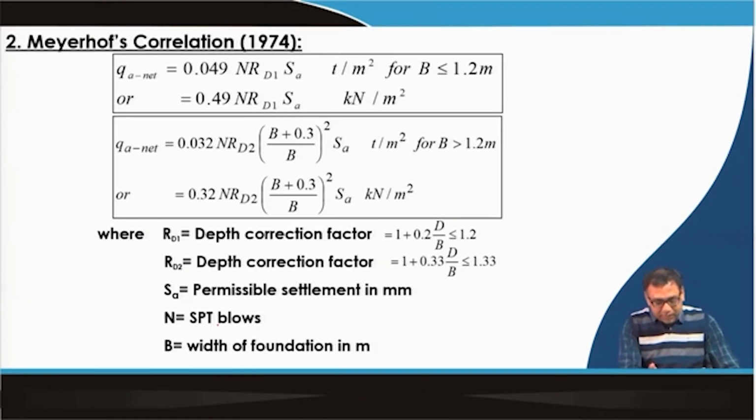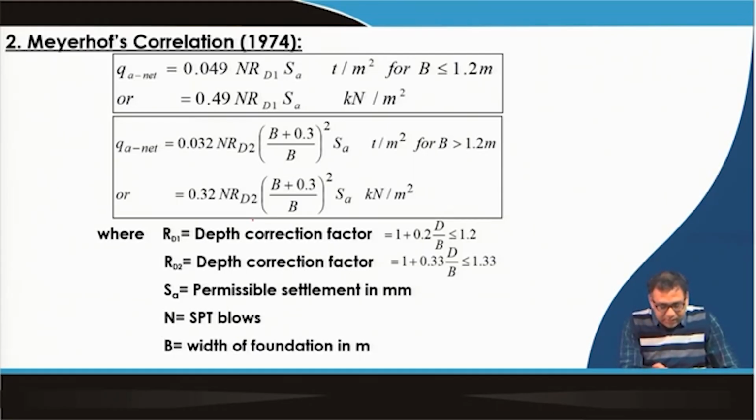Similarly, Meyerhof also gave some correlations which we can use. So, these we can use and determine the net allowable bearing capacity. These are the correlations given in terms of ton per meter square and also in terms of kilonewton per meter square. Again, the settlement is in millimeter. So, this Rd is the depth correction factor, for which Rd1 and Rd2 are given. Rd1 is applicable if your width of foundation is less than or equal to 1.2 meter, and if the width of foundation is greater than 1.2 meter, then it will be Rd2. So, these two corrections we will get.